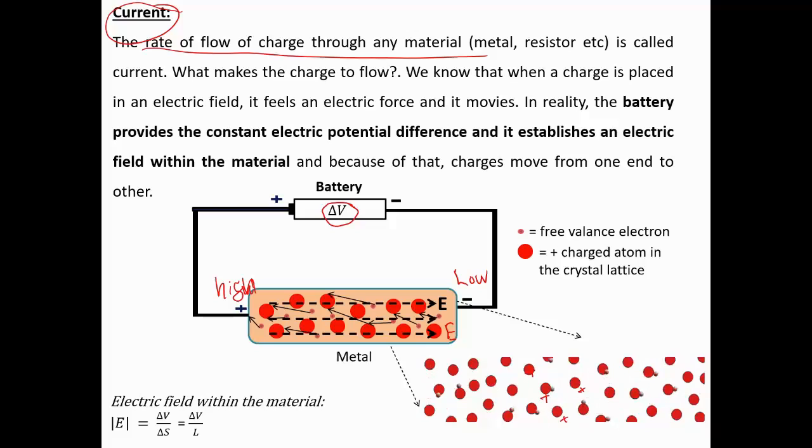Okay. And what's the electric field within the material? It's given by our previous formula. The electric field is just the potential gradient, right? The electric field within the metal is given by this simple formula, delta V over delta L, so delta V over the length of the metal.